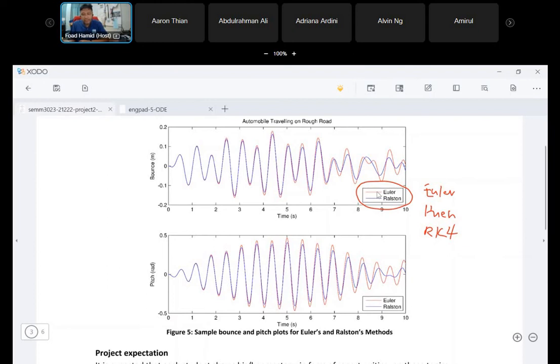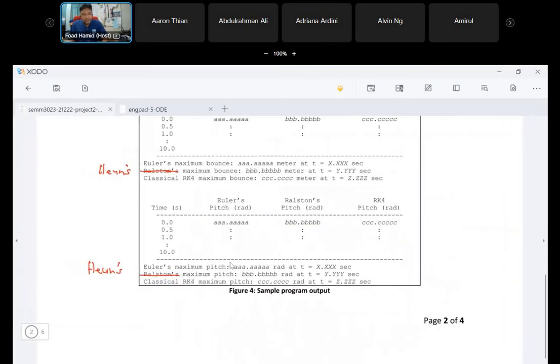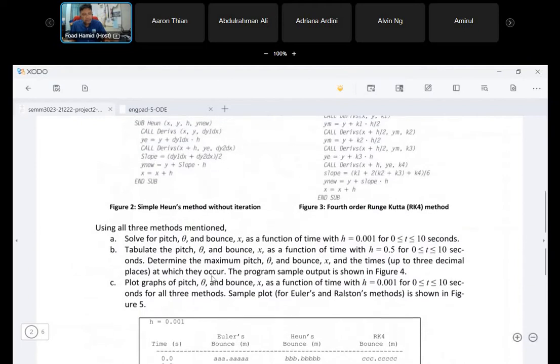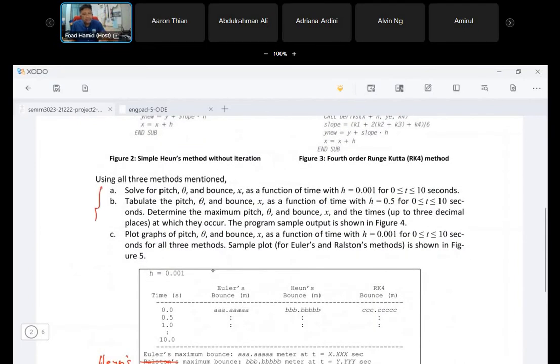So you can see that in the case of Euler and Ralston, initially they are okay, but when t is increasing, you can see that now there are some differences. The same thing for bounce. You can see from the plot that the maximum bounce is about, maybe this value here for Euler and this value here for Ralston. Okay, so this is the idea. These are the 3 that I want.